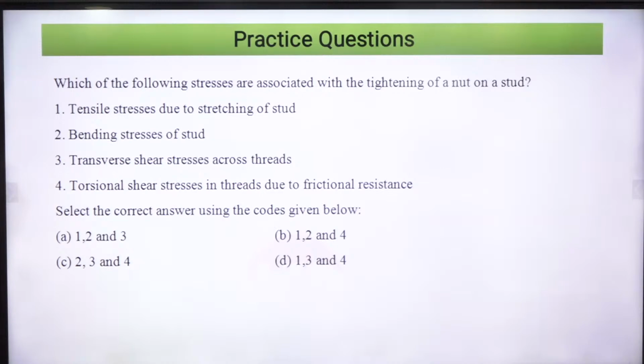Which of the following stresses are associated with the tightening of a nut on a stud? Okay, you give the answer, then we will see what comes. So which of the following are associated with the tightening of a nut on a stud?